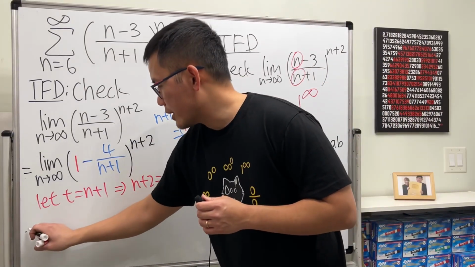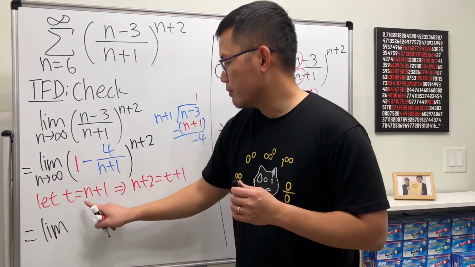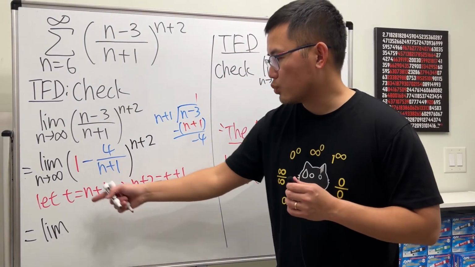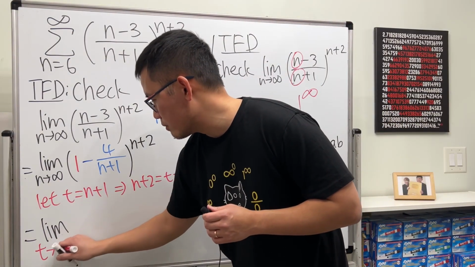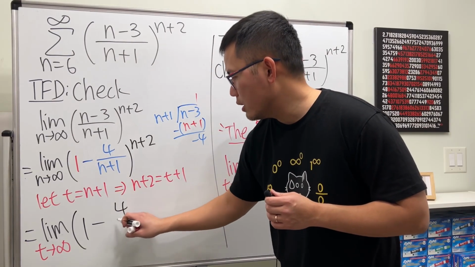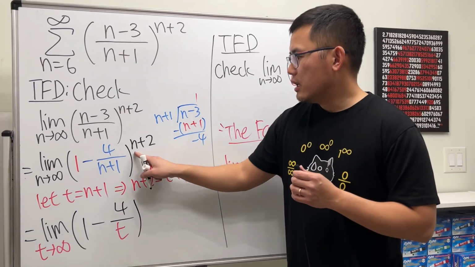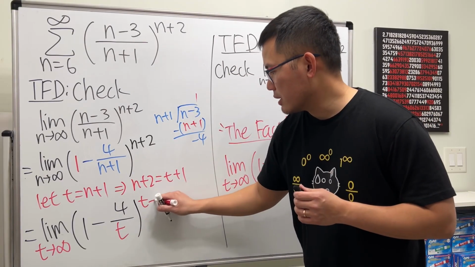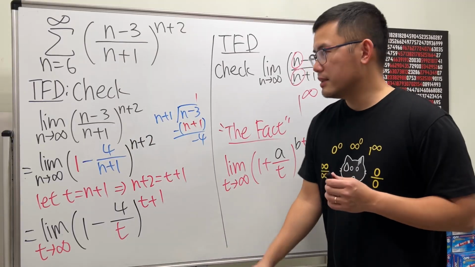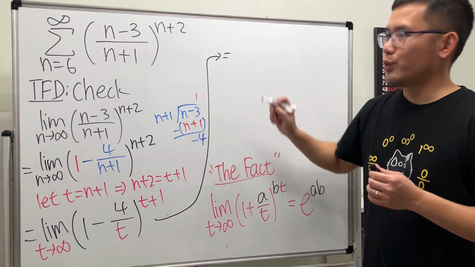So this right here becomes the limit as n goes to infinity. We will get infinity plus 1, so t will also go to infinity. And then we have 1 minus 4 over t, and then raised to the what? n plus 2 is t plus 1. All right, to continue, I'm just going to take this and then do the work right here.